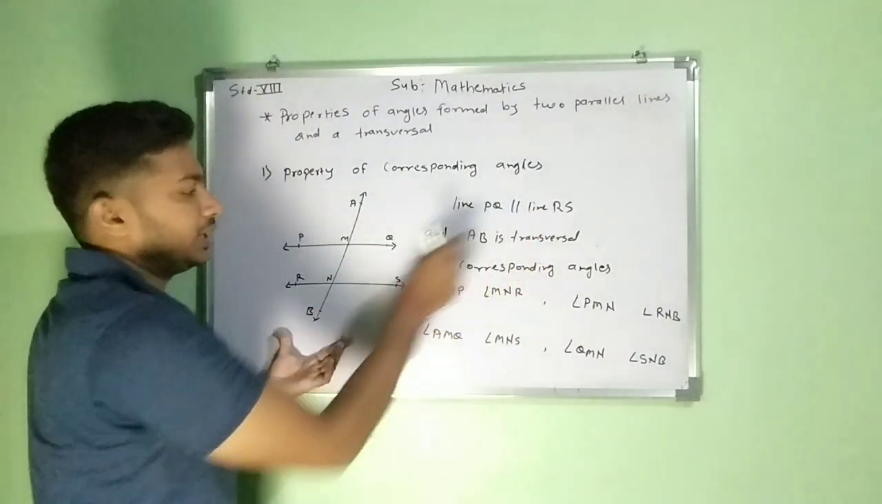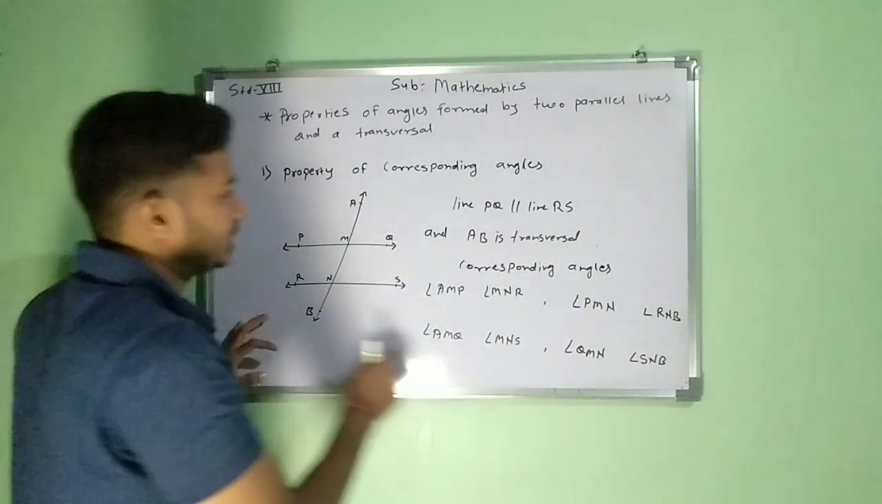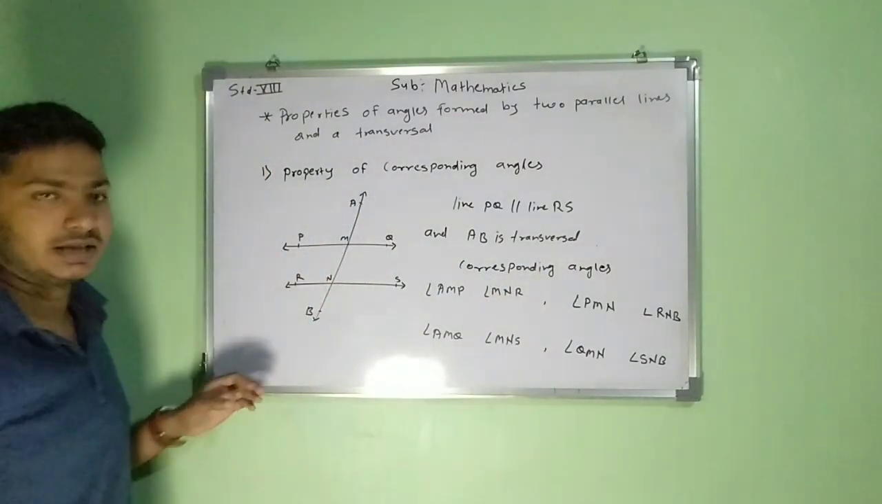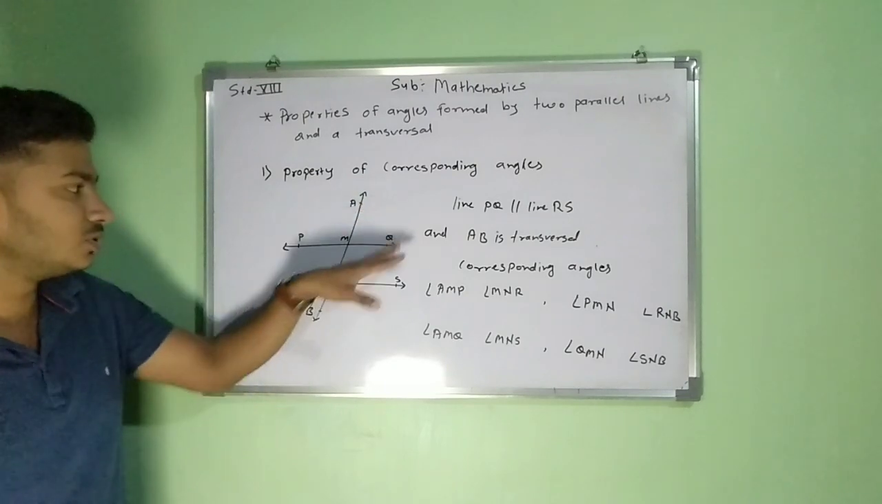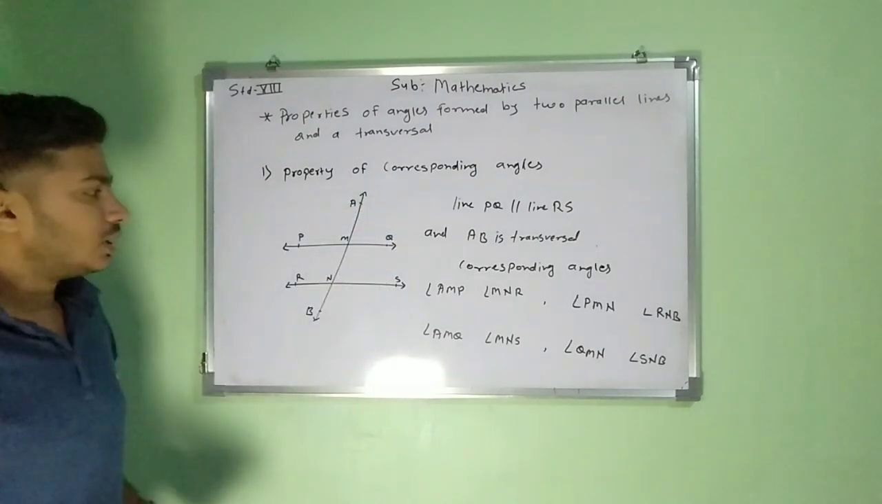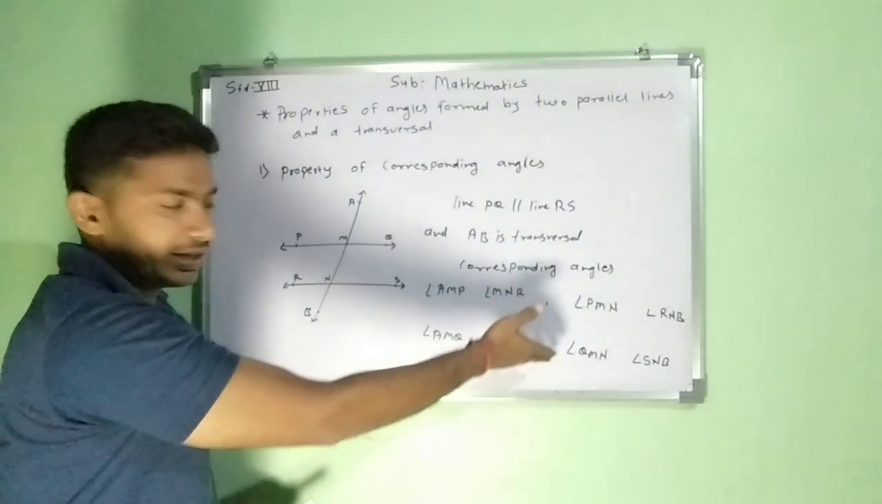Line PQ is parallel to line RS, that means PQ line is parallel to RS, and line AB is a transversal. AB is a transversal line, and M and N are the points of intersection of that transversal to the parallel lines. Now if you carefully look, I have written all the corresponding angle pairs.